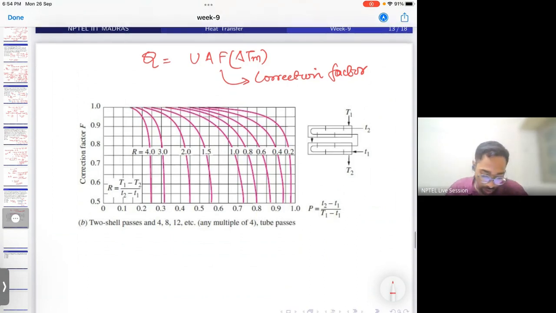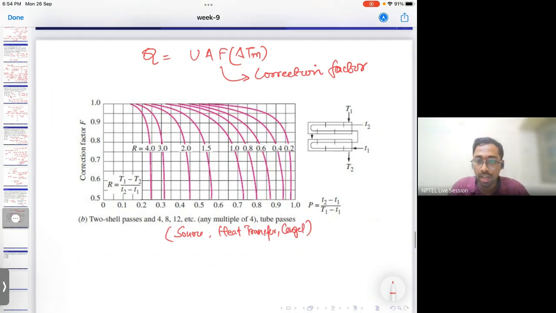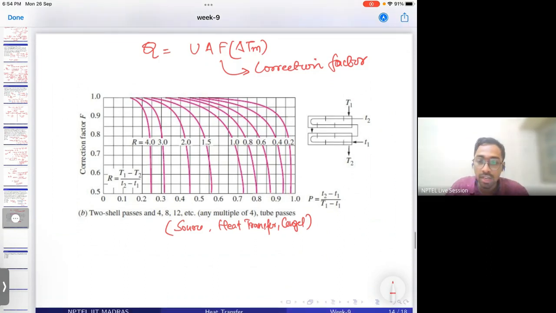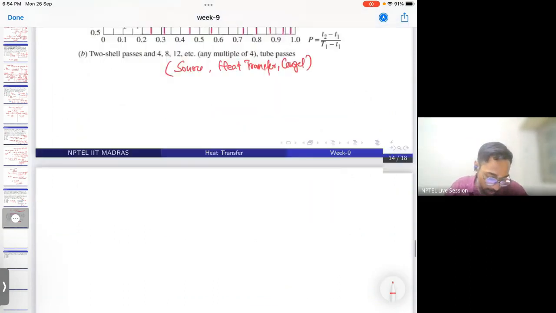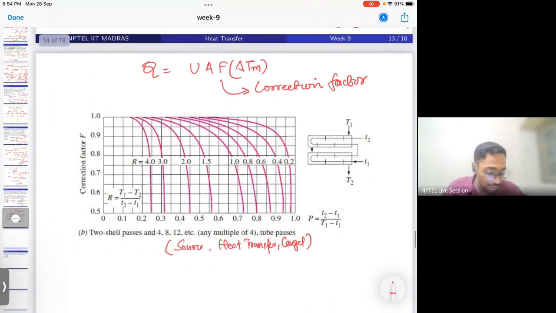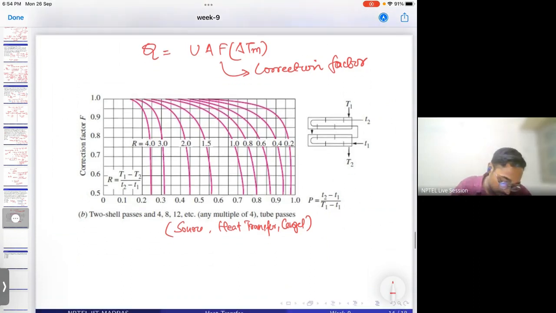This is a graph I have taken from Heat Transfer by Cengel. There are other graphs also for different kinds of orientation and all. This is the graph we need to solve this question. Okay. So our primary task is to find out what is F. It's not the only task, but our primary task is to find out F, that is the correction factor.